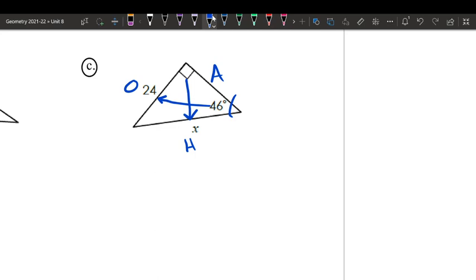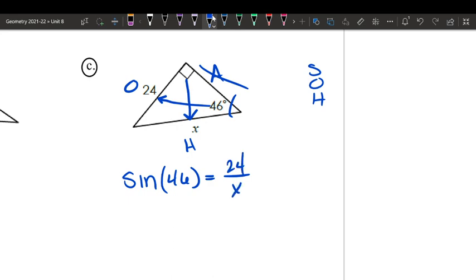Cross off the piece you're not going to use, A. So that leaves O and H. If I look at SOHCAHTOA, it's SOH, so I'm using sine. S is for sine. So the sine of the angle, 46 degrees, equals opposite over hypotenuse, O on top of H. O is 24. H is X.